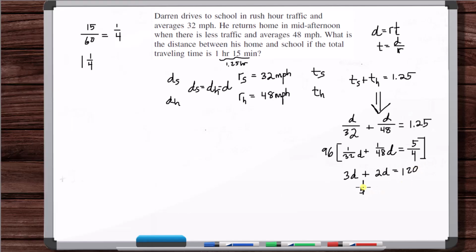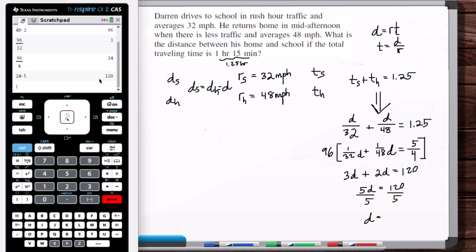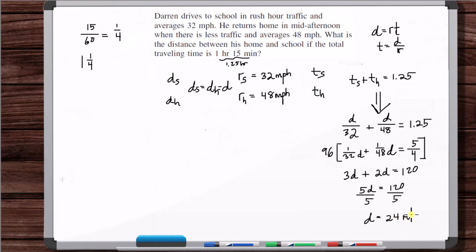3D plus 2D is 5D. Divide both sides by 5. You get D is equal to 24. That's miles. That's the distance between his home and school.